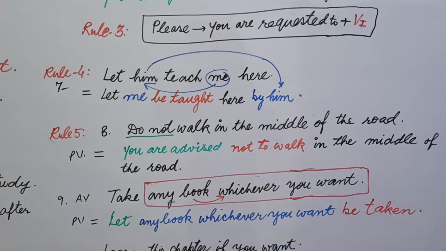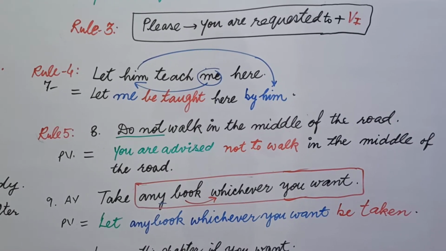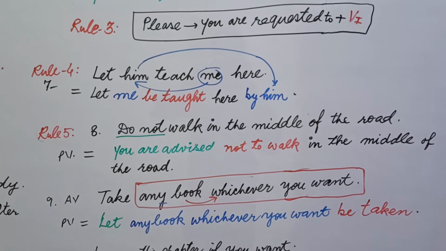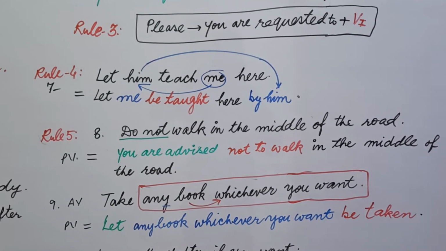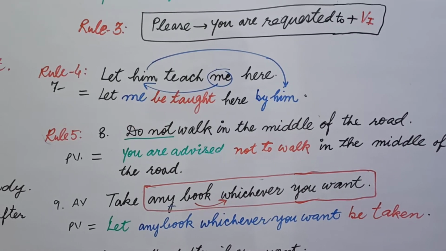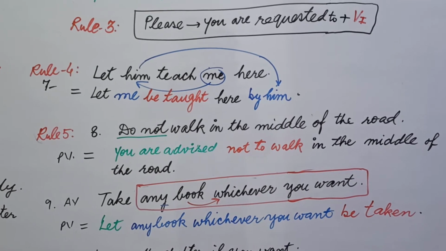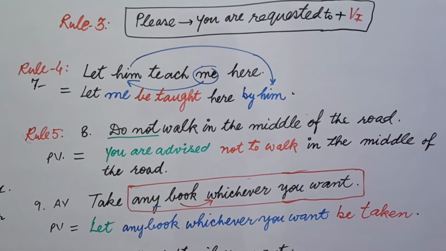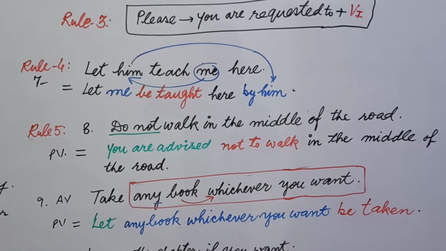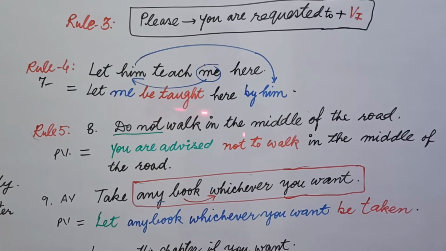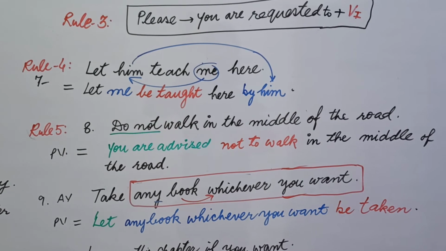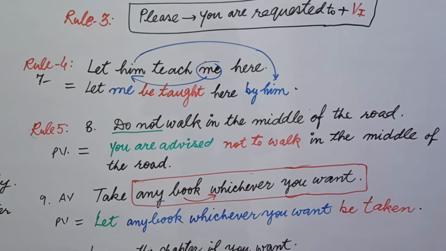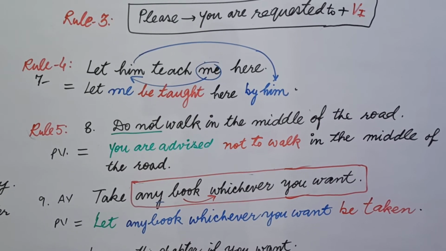Now in rule number 5, do not walk in the middle of the road. Generally, when we try to transform the sentence into passive voice, we try to search where your object is, but there is no object. Do not walk in the middle of the road. In the middle of the road is an adverb, there is no noun, there is no object.